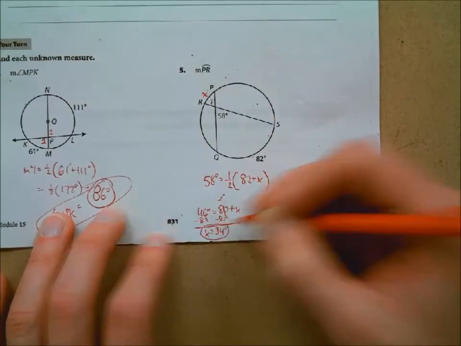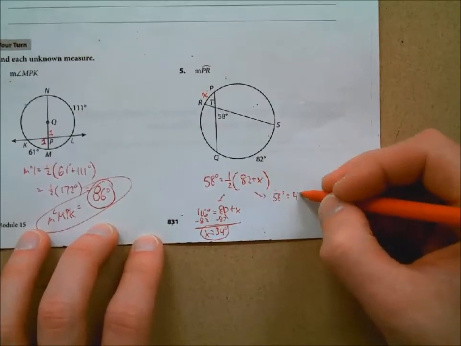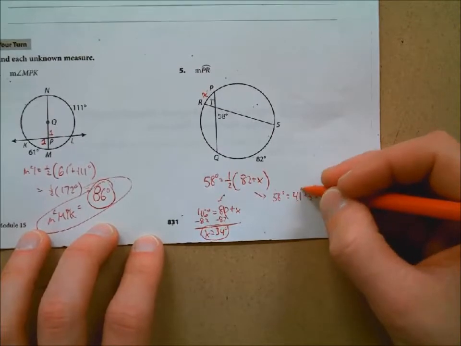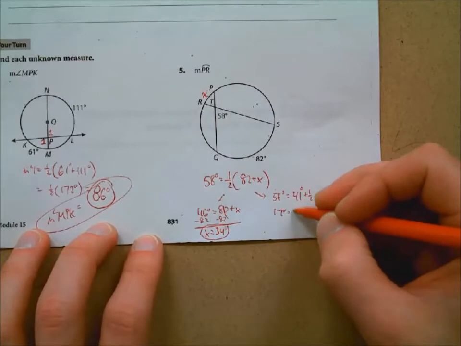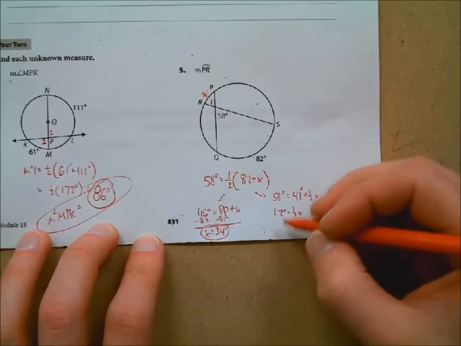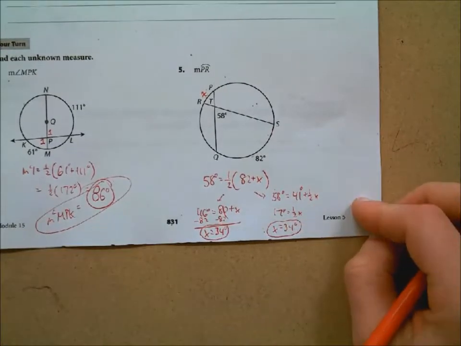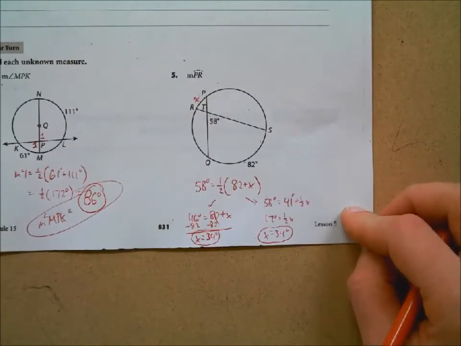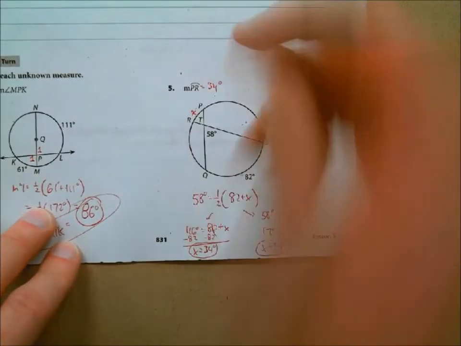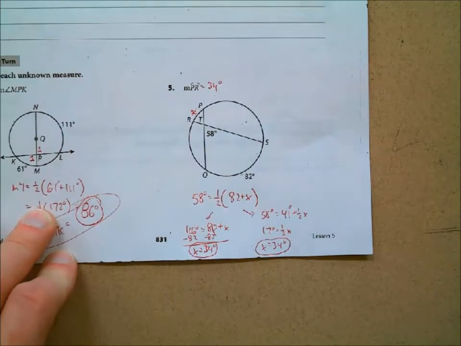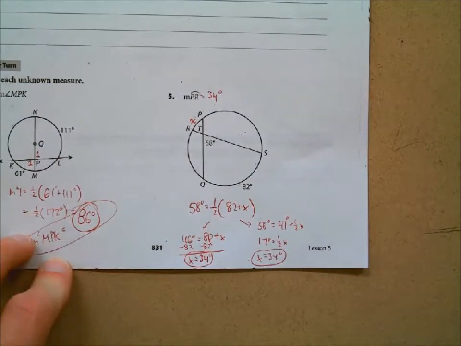Or if we distribute the 1/2, we get 58 degrees equals 41 plus 1/2 x. We'll subtract the 41 from both sides, and we get 17 degrees equals 1/2 x. Now we'll multiply both sides by 2, and x is again 34 degrees, because 17 times 2 is 34. So either way, we get the same answer. But yes, 34 degrees would be this arc measure. Questions on any of that?